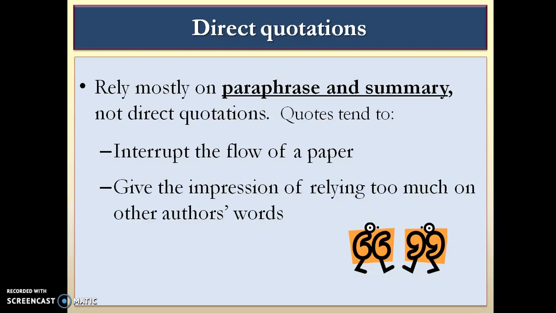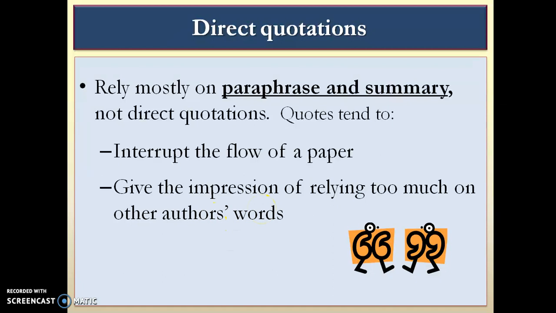So another thing to consider is the use of direct quotations. Now, you want to use direct quotes extremely sparingly in academic writing. You don't want a lot of quotes. So you want to rely mostly on paraphrasing and summarizing instead. And this is because quotes, number one, interrupt the flow of a paper. They interrupt your narrative voice. They can make your paper feel choppy. They can also give the impression that you're relying too much on other people's ideas, and that's not the impression you want. So paraphrase and summary are better.